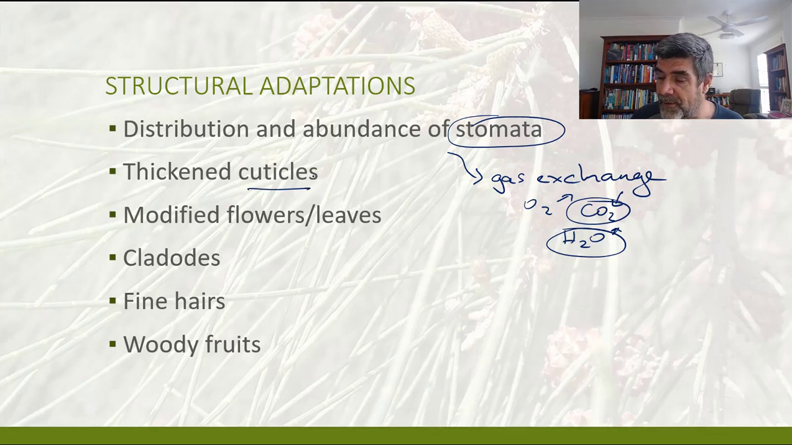So we can thicken the cuticles. The cuticles themselves usually we find on the upper surface of the leaf, and that helps to create an impervious layer so that we don't lose water from the upper surface. Usually water is going to be lost from the lower surface. But that cuticle can be thickened, very waxy, which again helps increase the protection and decrease the water loss. Sometimes we find the flowers or the leaves themselves can be modified.